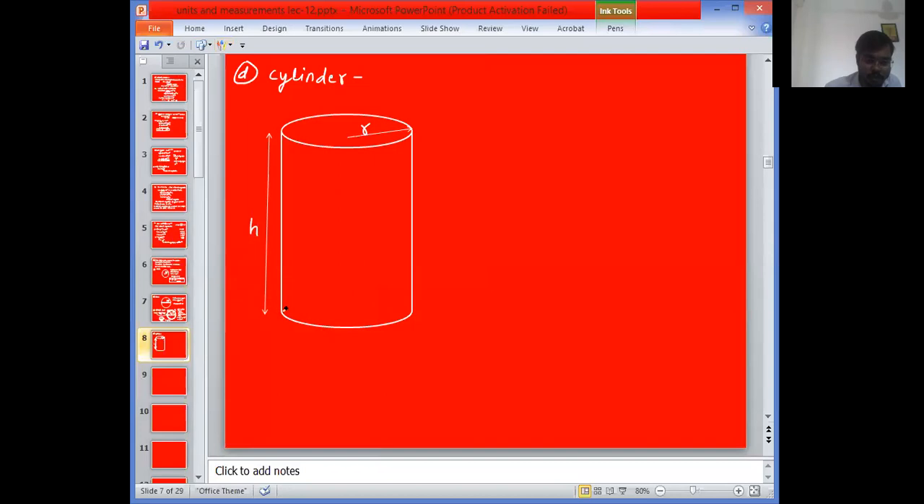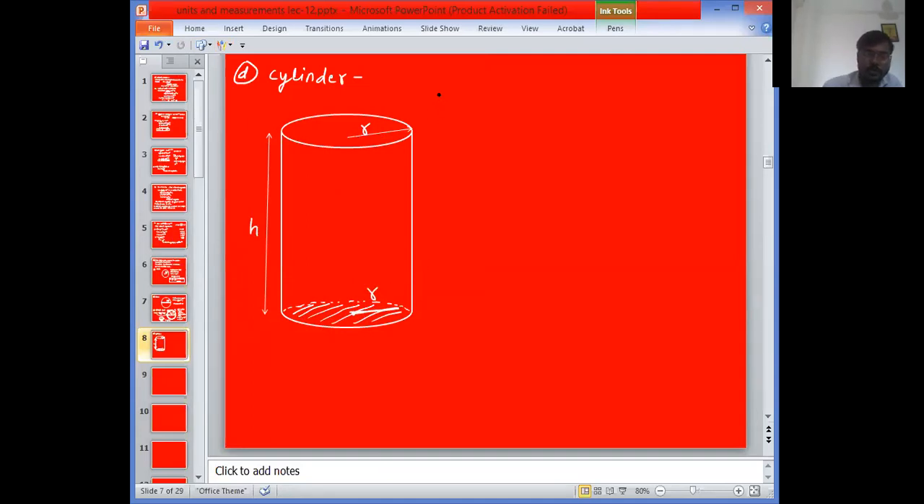Now, of course, you can draw the base here. Why am I drawing it dotted? Because it is on the back side, so we cannot see it. This is the base of the cylinder. This is called the height of the cylinder, and this is the radius of the cylinder. Here also you can show the radius r.